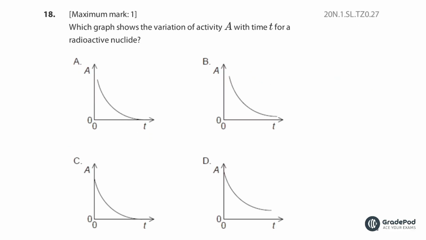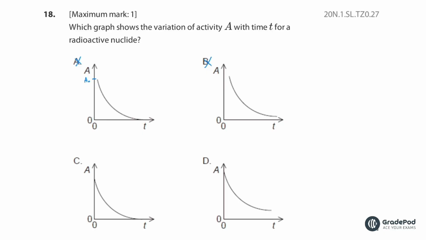Question 18. Which graph shows the variation of activity with time for a radioactive nuclide? Well, activity always crosses the y-axis with an initial activity. So that leaves out B and A. We know that it's either C or D.